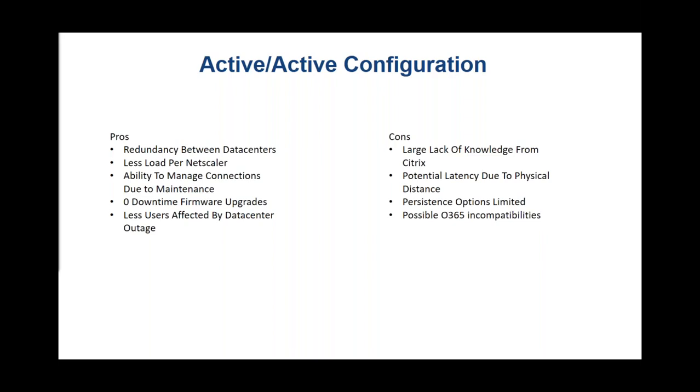So this is something that's been very beneficial to us so far. And that leads into the next point. There is zero downtime for firmware upgrades. Since we are active-active, we can perform upgrades. And when we perform these upgrades, we can just do the same thing, cut connection to one data center or the other, perform the upgrade, and turn those back on and disable connections to the other data center.